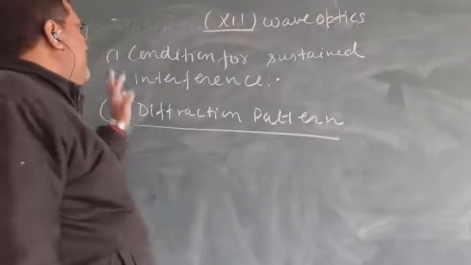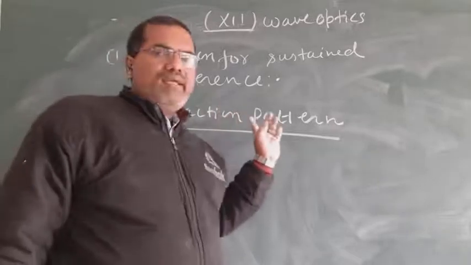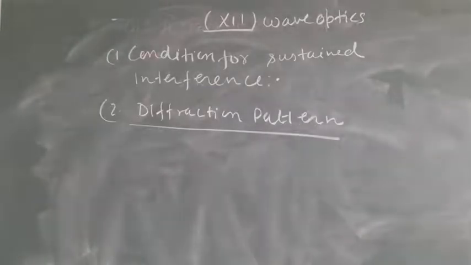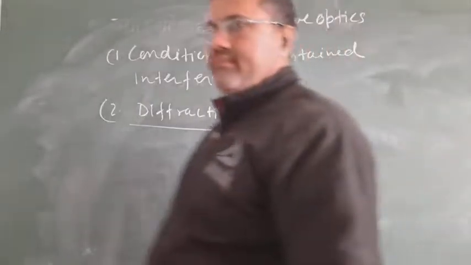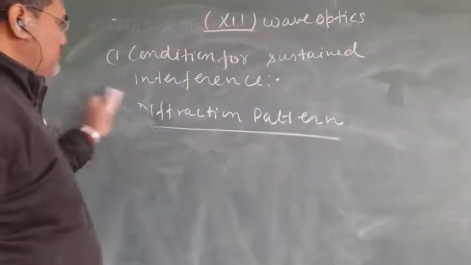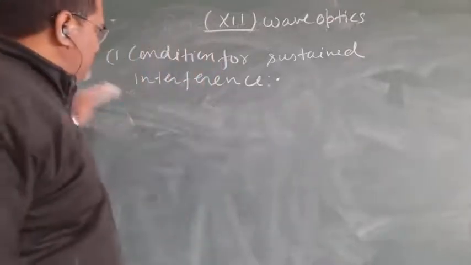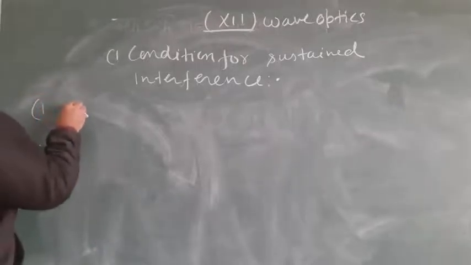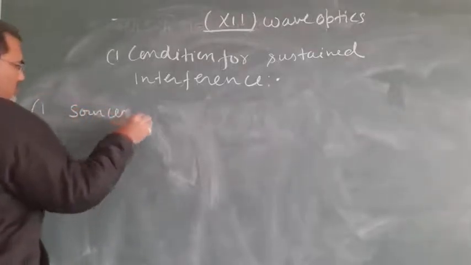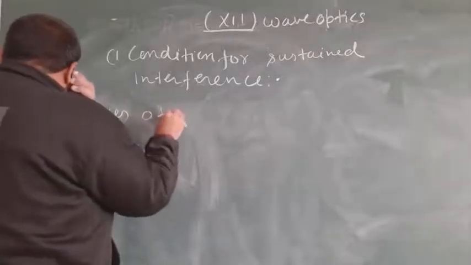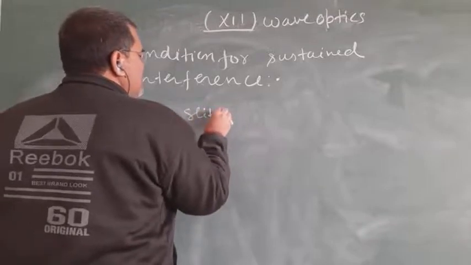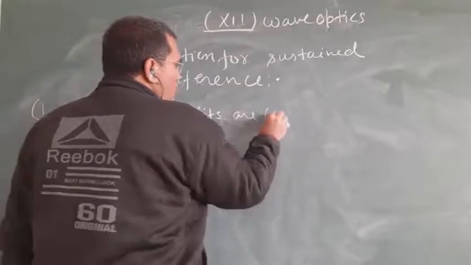So first of all, we will start here with condition for sustained interference. Write it down. So the first condition is: the sources or slits are coherent.